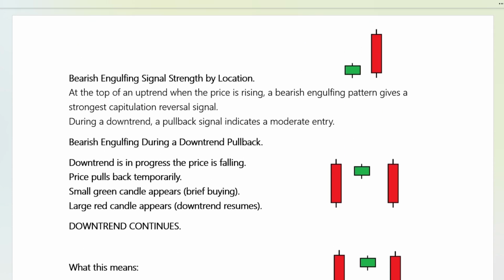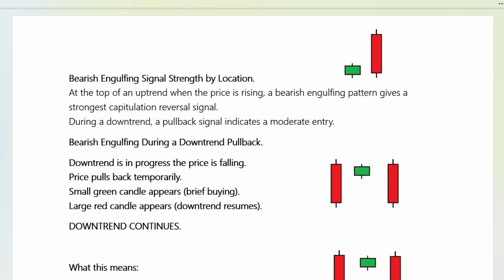Bearish engulfing signal strength by location. At the top of an uptrend when the price is rising, a bearish engulfing pattern gives the strongest capitulation reversal signal. During a downtrend, a pullback signal indicates a moderate entry. Bearish engulfing during a downtrend pullback. Downtrend is in progress, the price is falling.